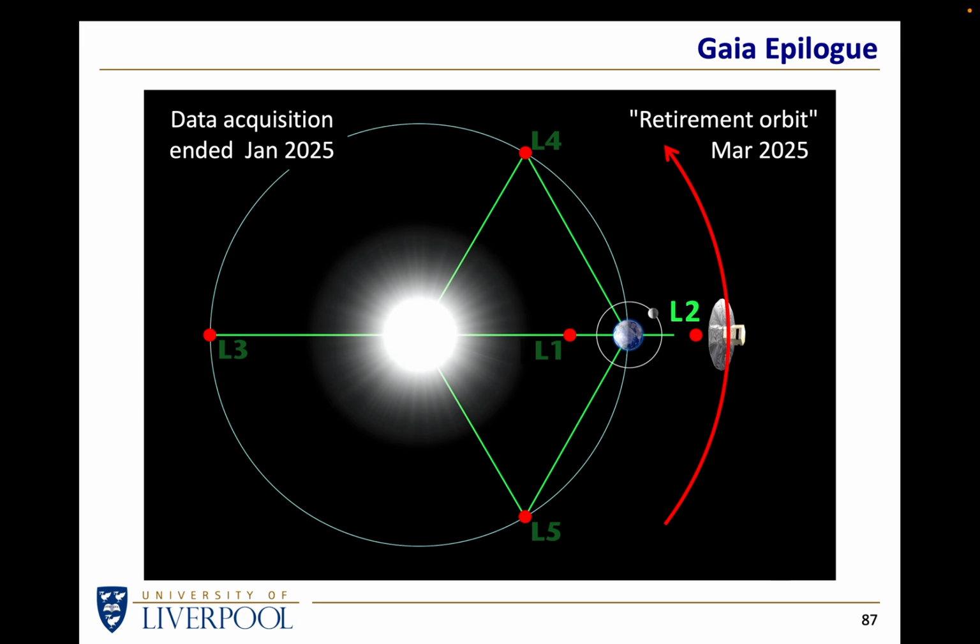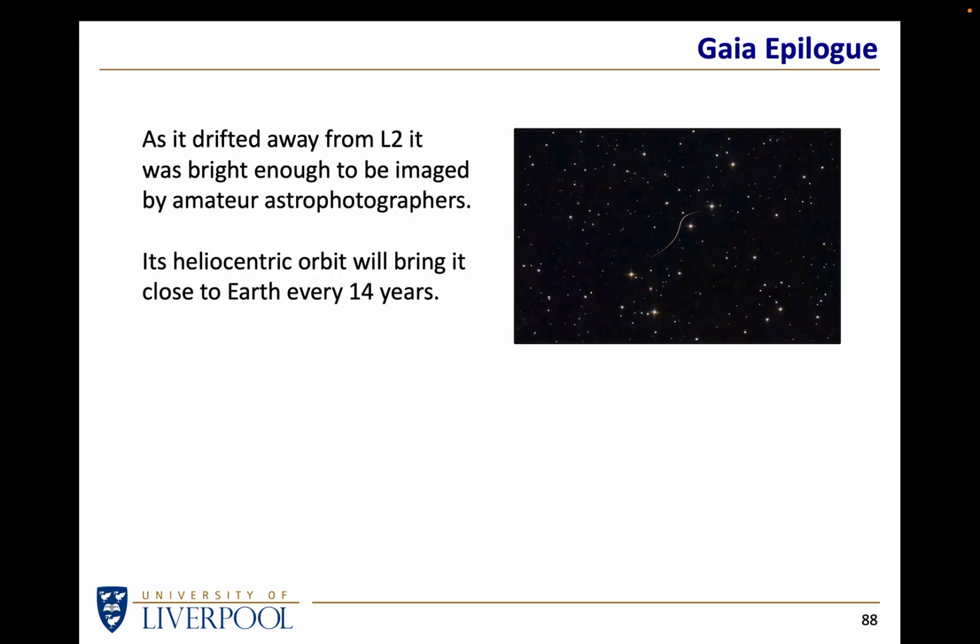Remember, for the James Webb, we're trying frantically to make sure James Webb doesn't go beyond L2, because once it does, it's effectively lost. In the case of Gaia, it was deliberately pushed beyond L2 to get it out of the way of anything else that wants to use L2. As it drifted away from L2, some amateurs managed to get a picture of it.